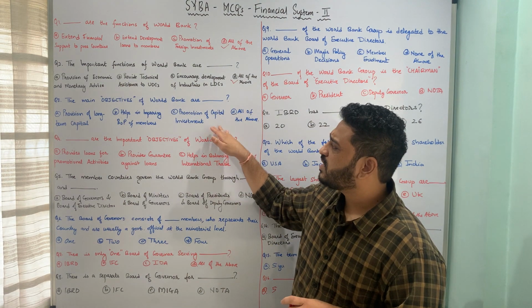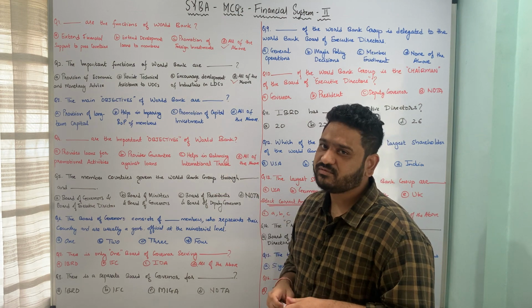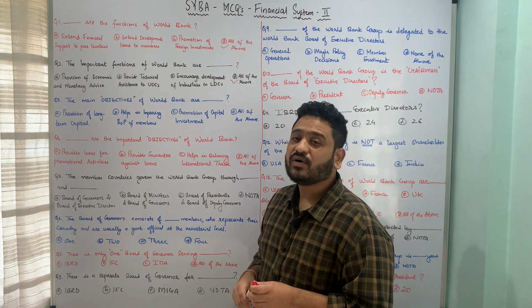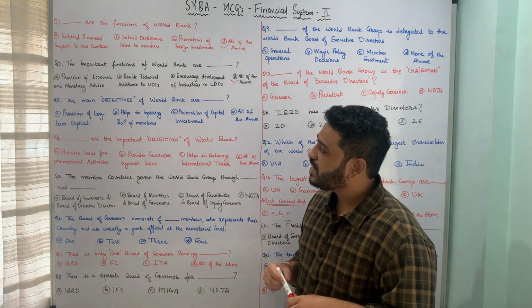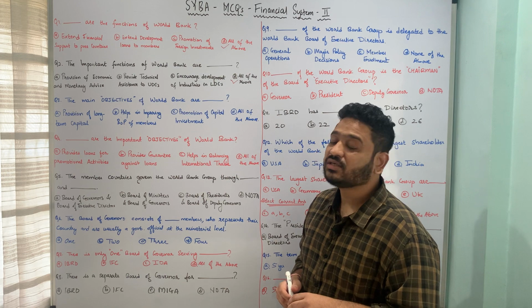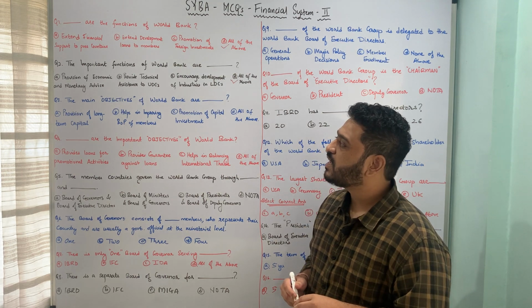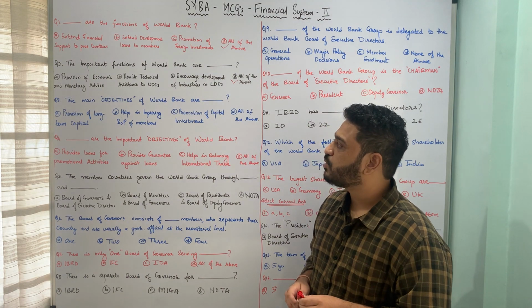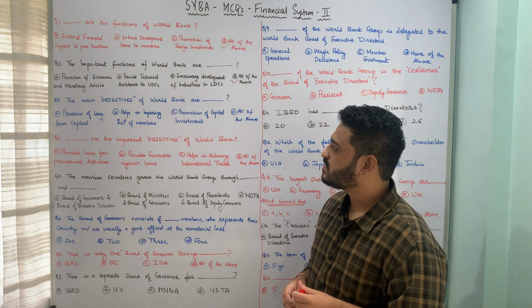Let us now move to the next one, which is talking about the objectives of World Bank, and the question is, the main objectives of World Bank are what? The underlying options are provision of long-term capital. Second option is helps in improving balance of payment of members. Third is promotion of capital investment, and last is all of the above.